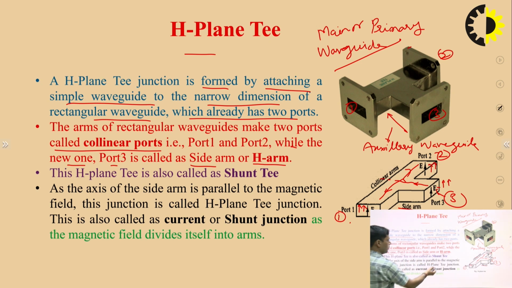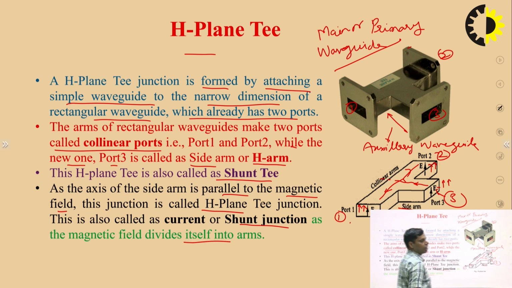This can also be named a shunt T junction. Why is it called a shunt T? Because the axis of the side arm is parallel to the magnetic field, so the junction is called the H plane T junction. It is also called a shunt junction as the magnetic field is divided into the arms. Here is the distribution of the magnetic field equally from port 3 to port 1 or 2.